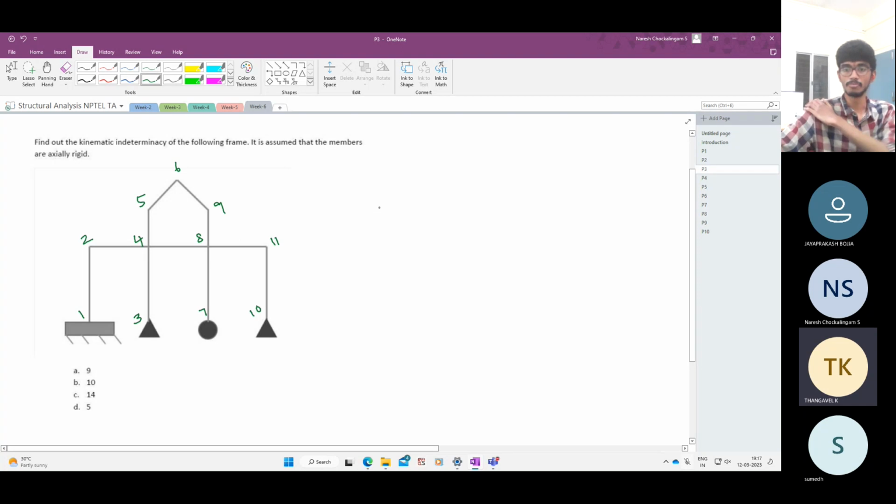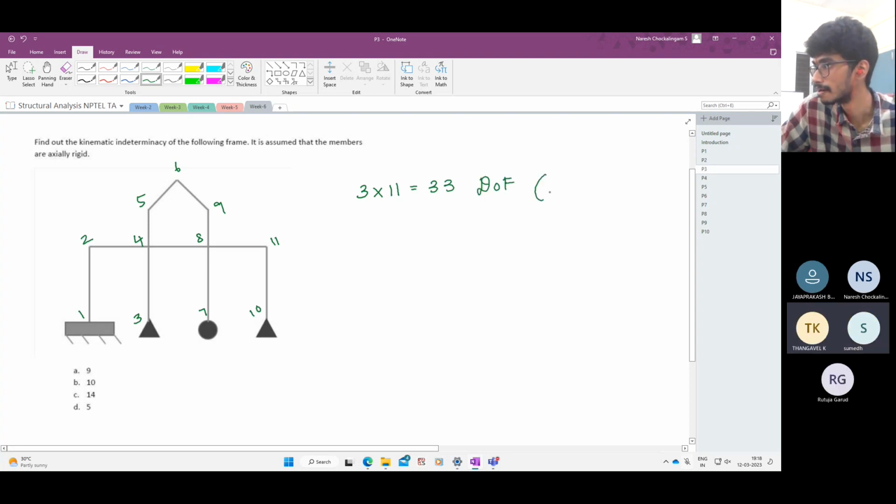Now, if there are no supports, if there are no reactions, if the structure is just free, in that case, how many unknowns we'll have? We'll have 3: vertical translation, horizontal translation, and rotation. We'll have 3 into 11 equal to 33 degrees of freedom, all constrained plus unconstrained put together. But how many constraints are coming?